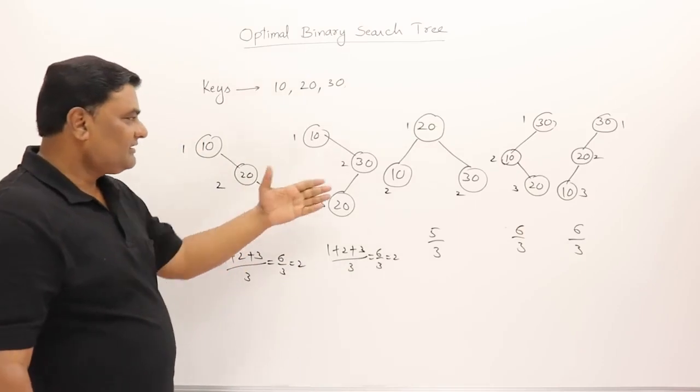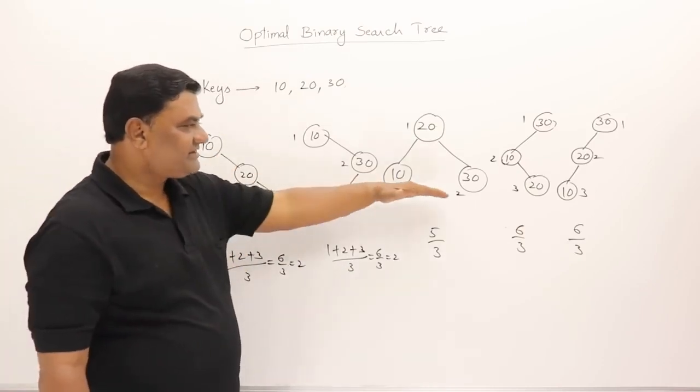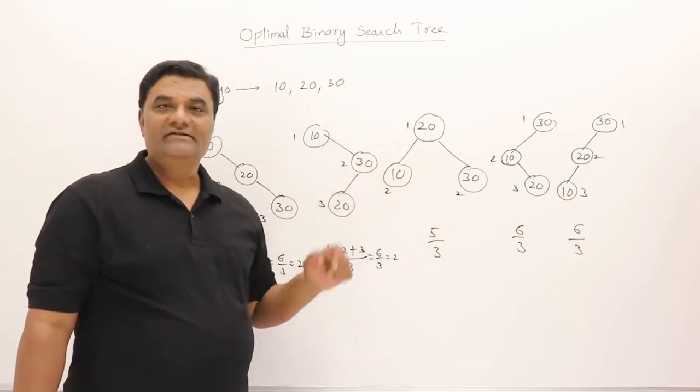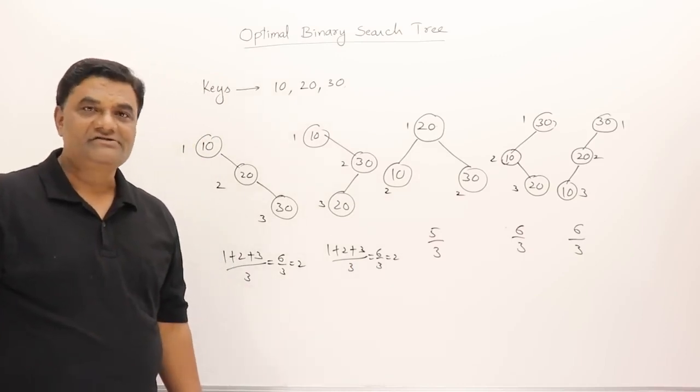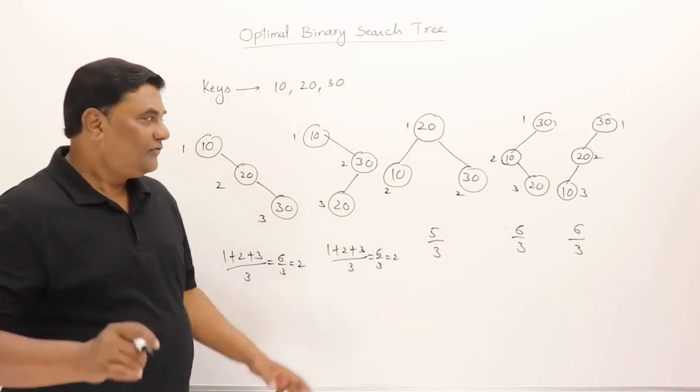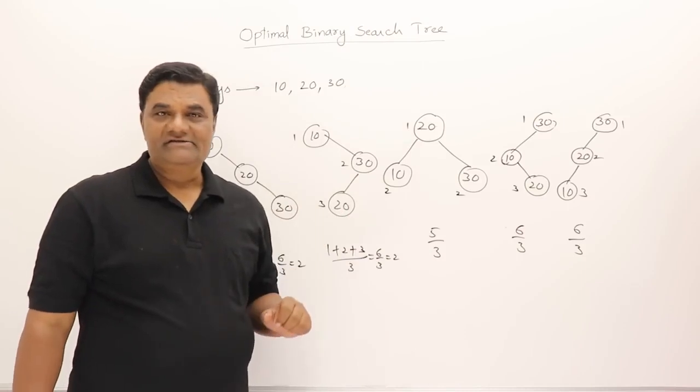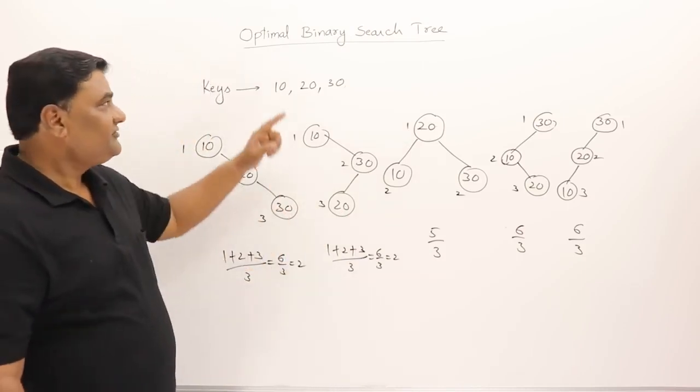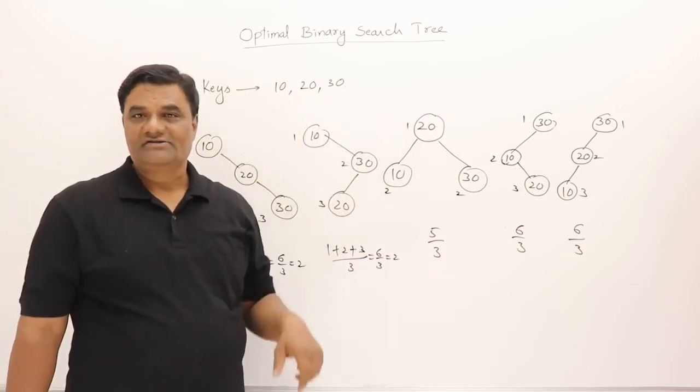Why we got fewer comparisons is that the height of this tree is less. So that's why this is a balanced binary search tree. So I have shown you what is meant by a height balanced binary search tree. Now let us come to the actual problem, that is optimal binary search tree.